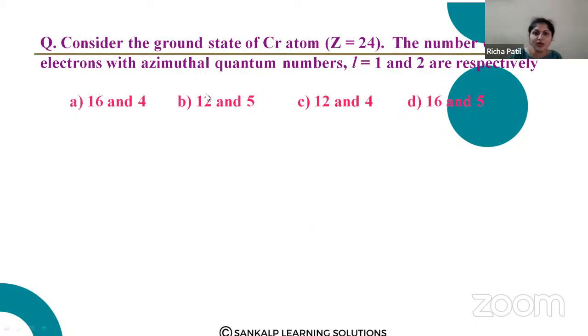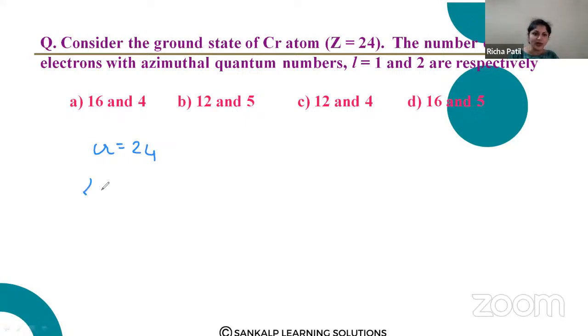Consider the ground state of the chromium atom. Z is equal to 24. So chromium is 24. Okay, the number of electrons with azimuthal quantum number L equal to 1 and 2 are, respectively... Okay, so the number of electrons with azimuthal quantum number L equal to 1 and 2.